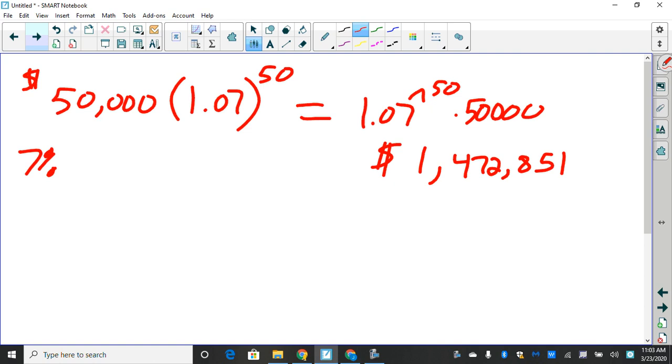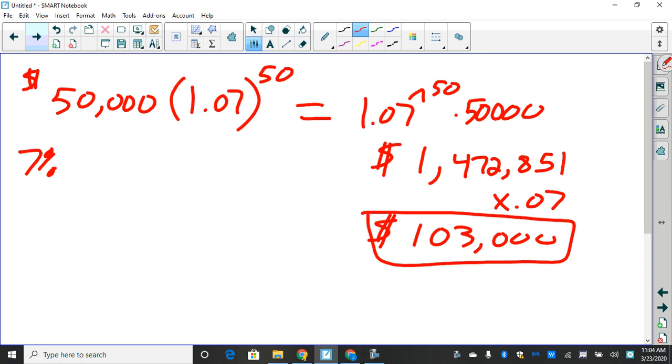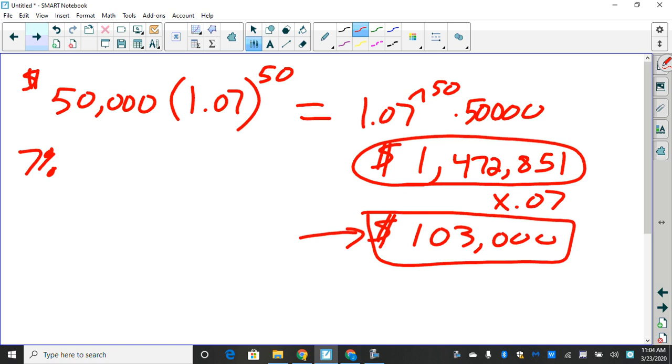You think you could survive on that? If you put that away and just live on the interest, right? What can I get in interest on this? What is 7% of this number? Well, let's see, times 0.07. It's approximately $103,000. That's just the interest on that, assuming you're getting 7%. Can you live on $103,000 a year? I would think so. But you might be missing the big point here.